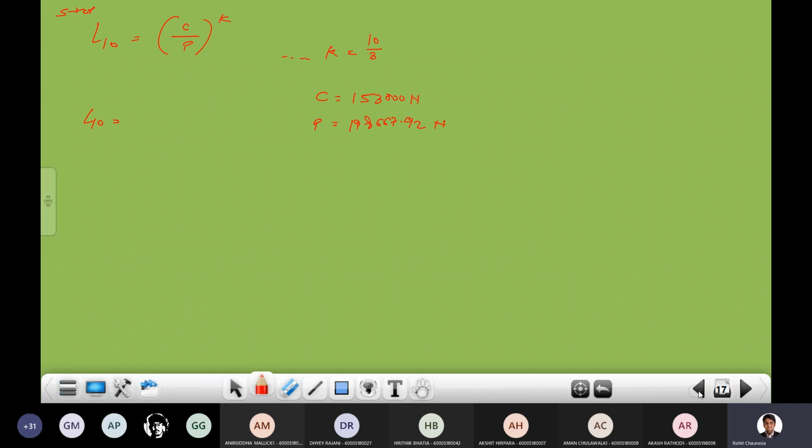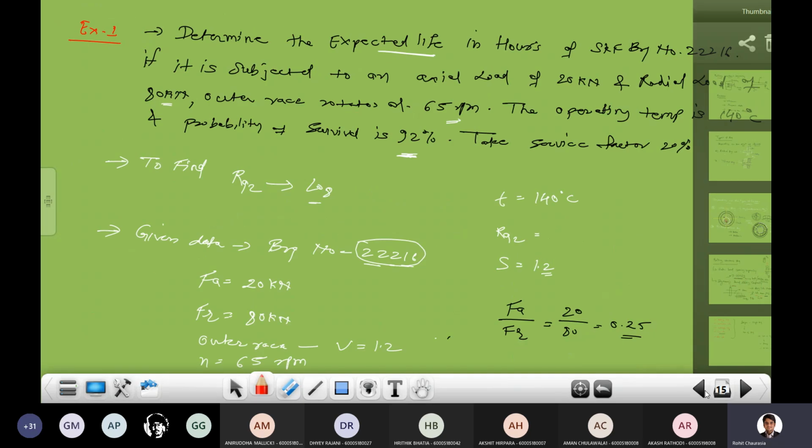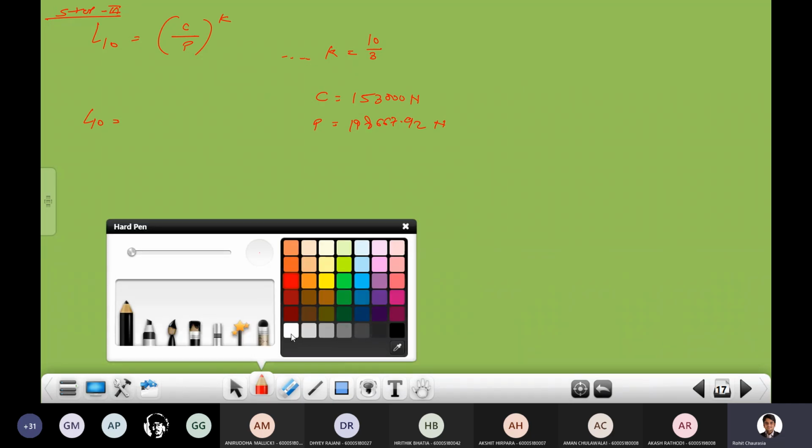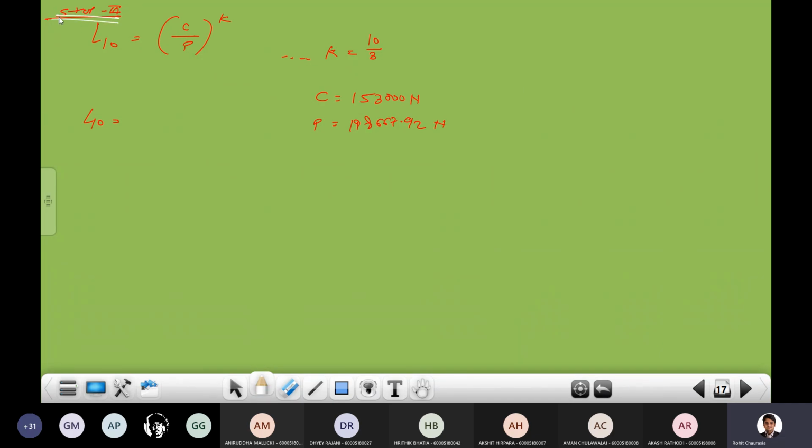क्या किया था लास्ट टाइम? स्टेप 2 किया था, तो स्टेप 3. What is the value of L10? 0.418, and unit is always million rotation. 0.418.